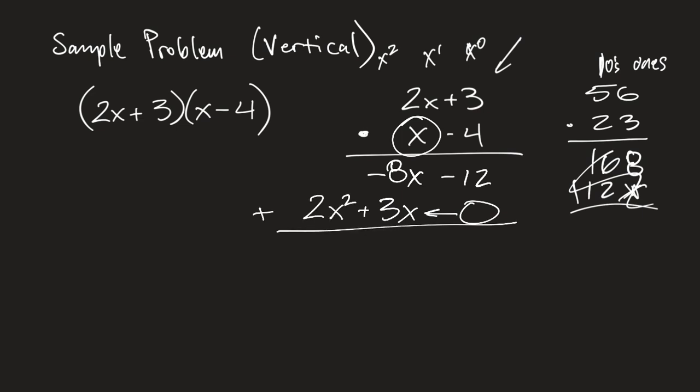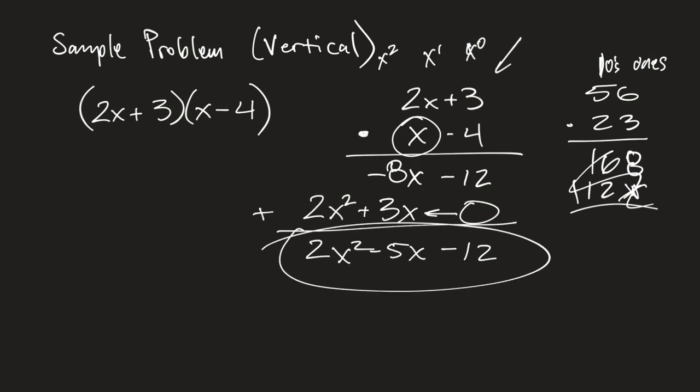Then I add them together. Negative 12 plus nothing is just negative 12. Negative 8x plus 3x is negative 5x. And positive 2x squared comes down on its own. And here we have the same answer we got in the last slide. So there's different methods, FOIL, vertical method, or the box method.